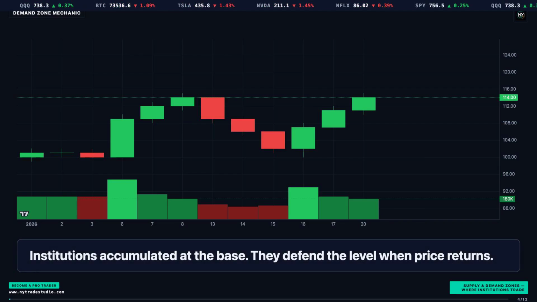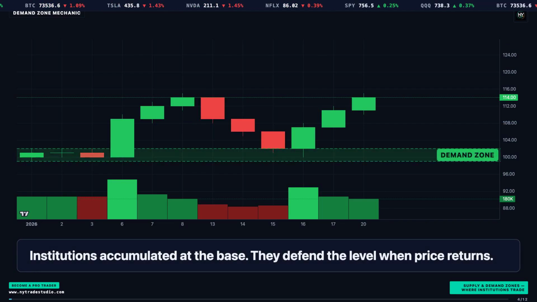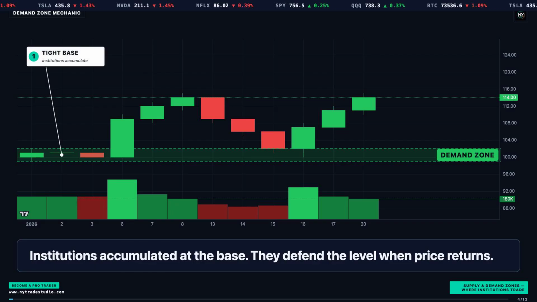Here's the mechanic. A demand zone forms in 3 distinct parts. The first part is a tight range. You'll see 3 or 4 bars all closing at roughly the same price level. And that's the signature of institutional accumulation. Big buyers are loading positions at one price because they can't market buy the whole position without moving price against themselves. So they sit at the bid, quietly taking every share retail sells.